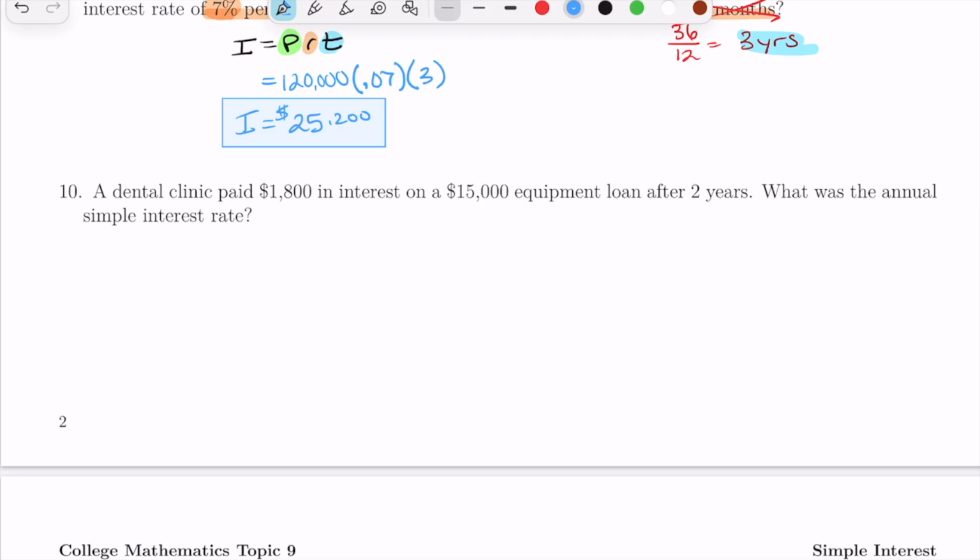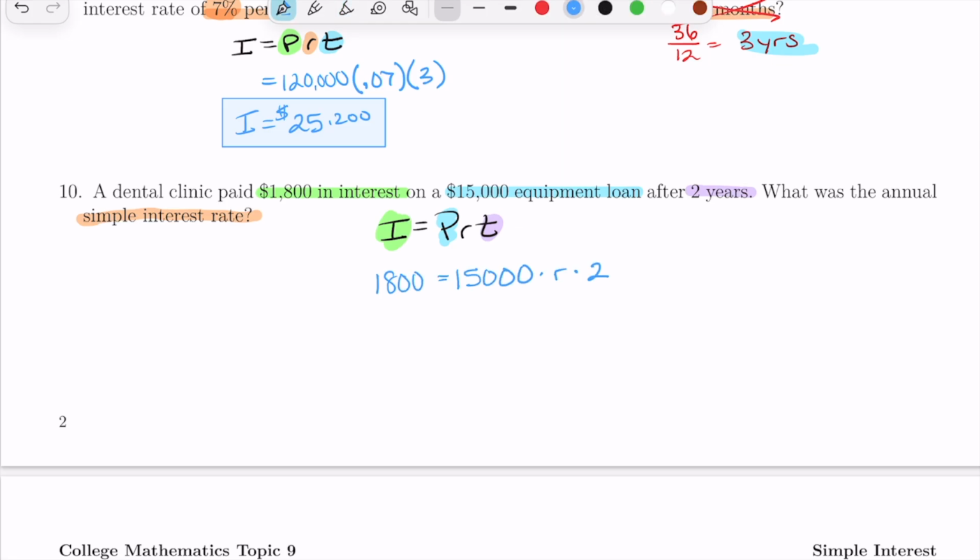A dental clinic paid $1,800 in interest on a $15,000 equipment loan after 2 years. What was the annual simple interest rate? So we're trying to find a rate, that's our R, and it is an annual rate. I equals PRT. We'll just start substituting in the things that we know. They paid $1,800 in interest. That's going to go in for I. They paid a $15,000 loan. That's the loan amount. That's the P. And then our time is 2 years.